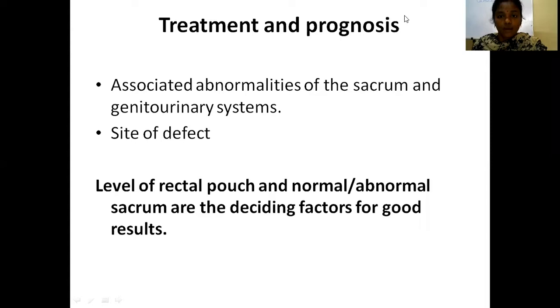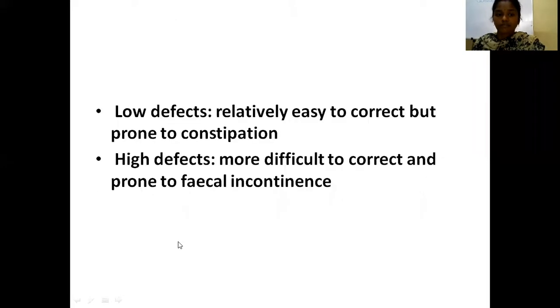The prognosis depends upon the type of anorectal malformation, whether it is low or high. Similarly, the treatment is also based on the type. The associated abnormalities of the sacrum, that is vertebral defects, and genitourinary systems, and the site of defect all play an important role in the treatment and prognosis. The level of the rectal pouch and the normal or abnormal sacrum are the deciding factors for good results.